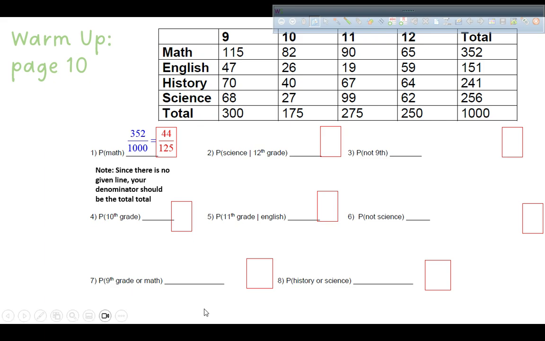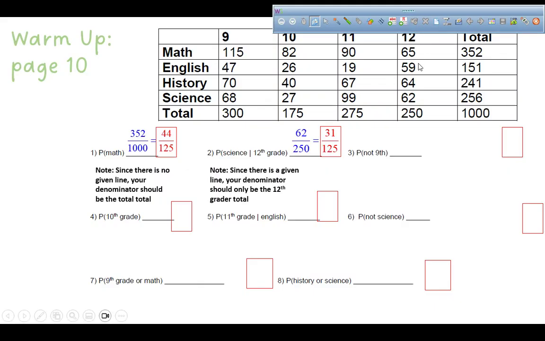Now, for the next one, this one's different because it's saying I want science given that I'm looking at 12th graders. The second group is your focus group. I'm going to pull my numbers from the 12th graders. So the numbers in my fractions can only be 65, 59, 64, 62, or 250. Like I'm only pulling from that row. So in that row, the science is the 62 and the total is the 250. And then I simplified that.